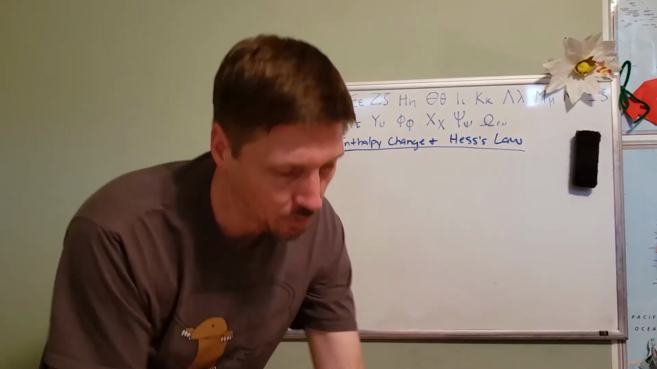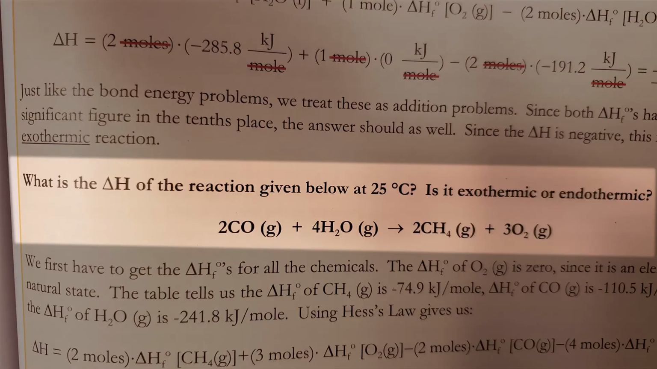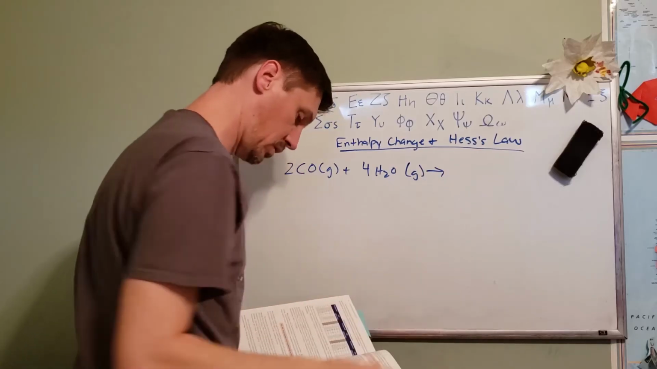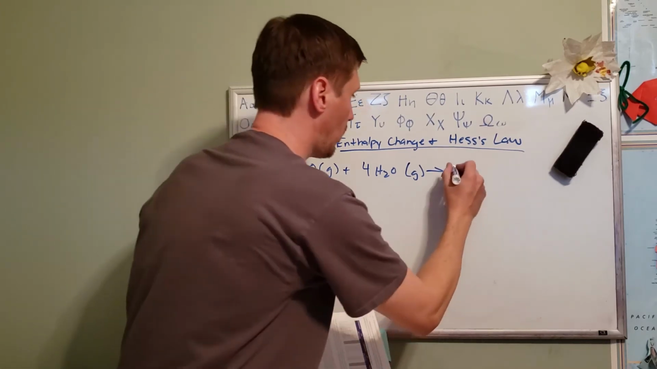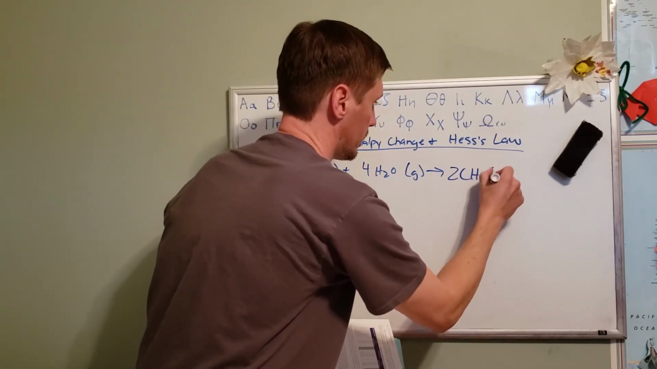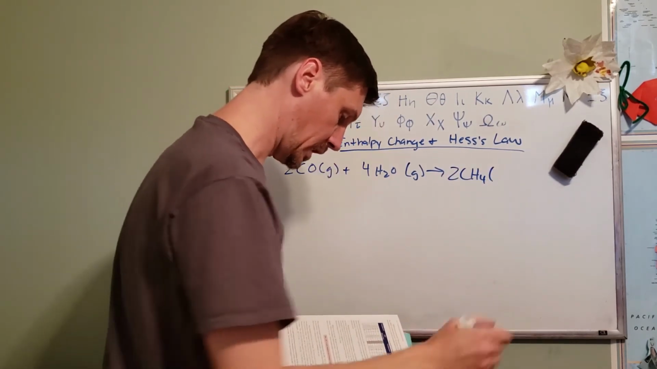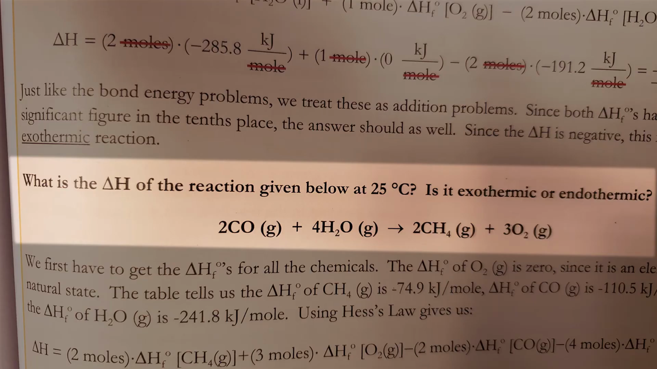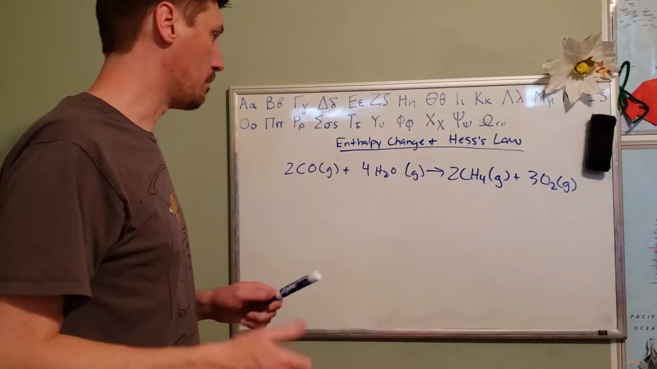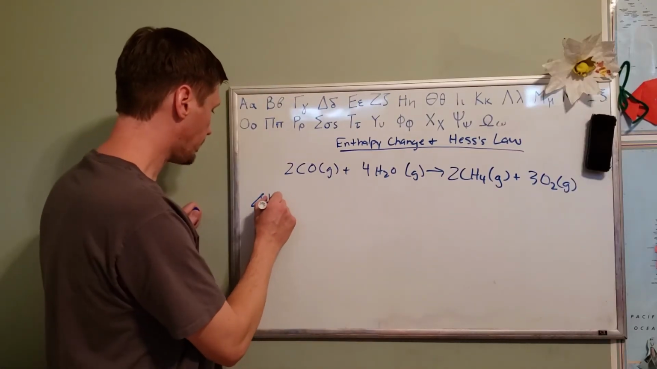The second equation that we have here, we're trying to find the change in H of 2CO in gaseous form plus 4H2 yields 2CH4 in gas form plus 3O2 in gas form. All right, let's figure out change in H here.